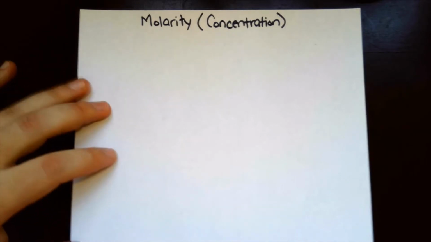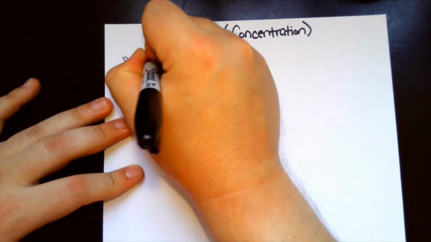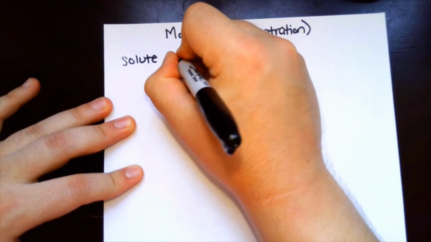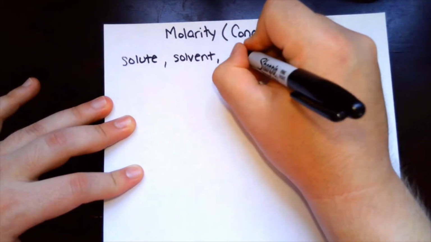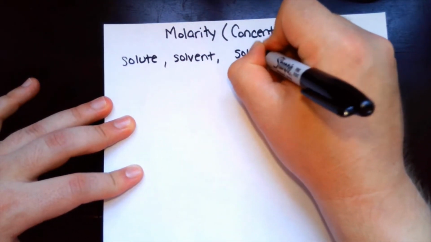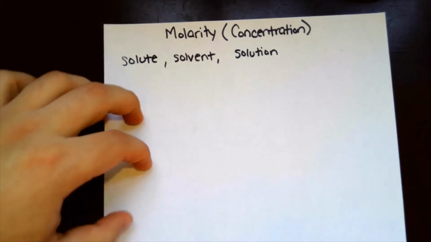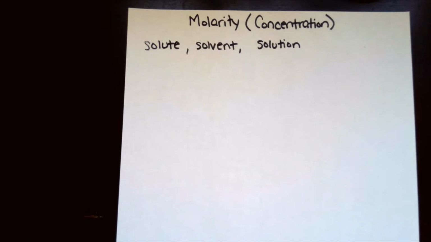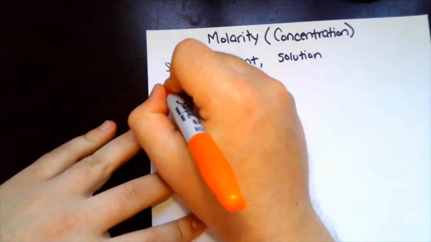So I want to identify a couple terms first. So this is solute, there's solvent, and there's solution. Alright. So when you're mixing two things, the solute is the thing that gets dissolved.